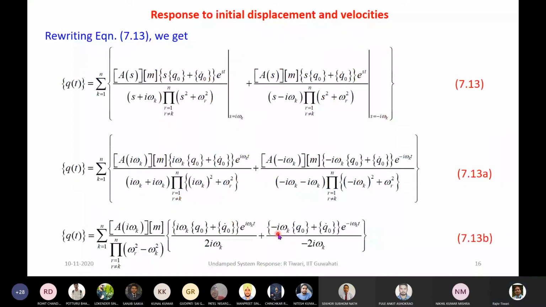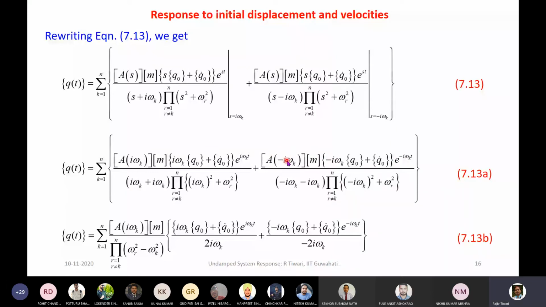So here this is the same expression. So now we have substituted in here s is equal to I omega k. So you can see wherever the s was there, we have substituted I omega k. Even in the e raised to I omega k t, here also we have substituted the I omega k. Similarly here we have substituted s is equal to minus I omega k. So wherever we found the s, we have substituted that.